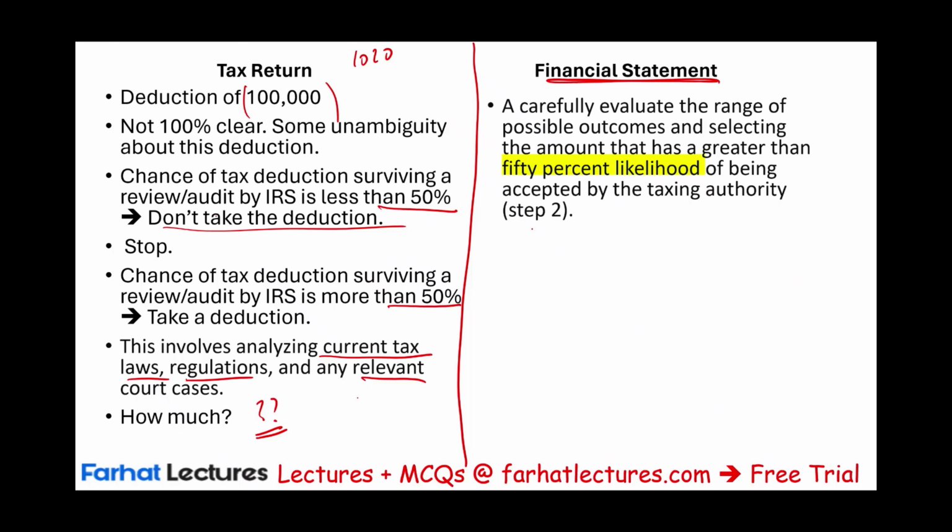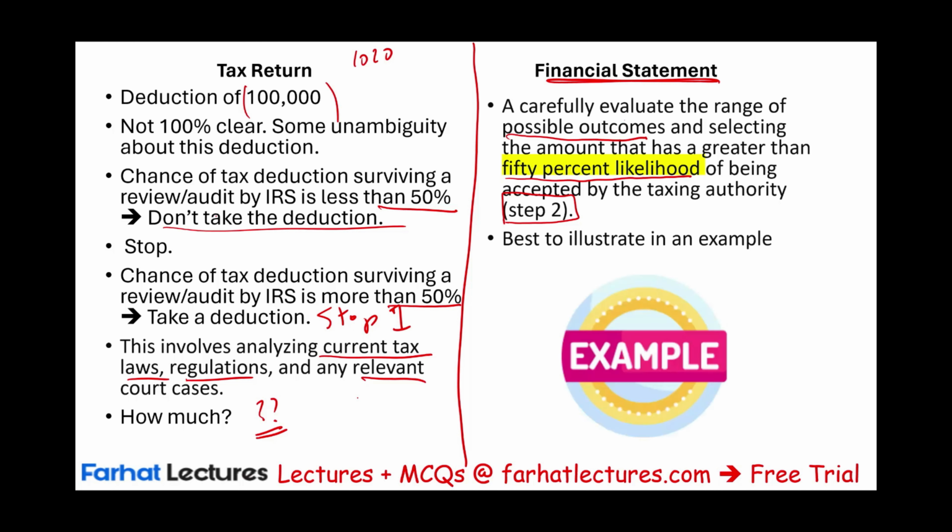So what you have to do here, you have to determine how much is the benefit that's going to be taken net. Well, this is what's called step 2. So this is step 1. We took step 1, and in step 1 we said yes, there's more than 50% chance. Step 2 is how much? Well, we're going to evaluate the range of possible outcomes between the dispute between you and the IRS, and select the amount that has a greater than 50% likelihood of being accepted by the taxing authority. The best way to illustrate this is to look at a complete example.